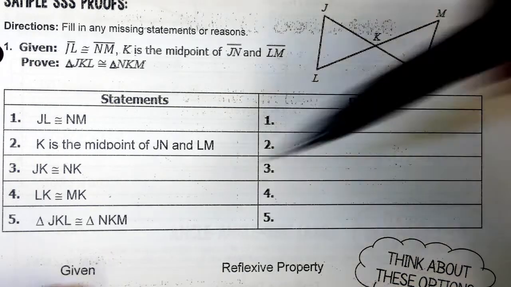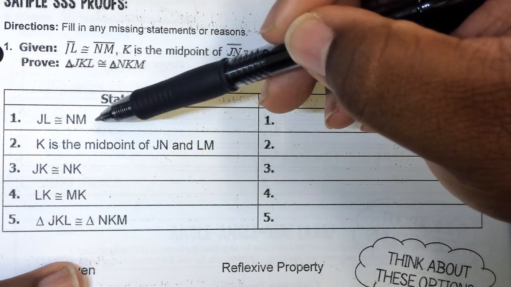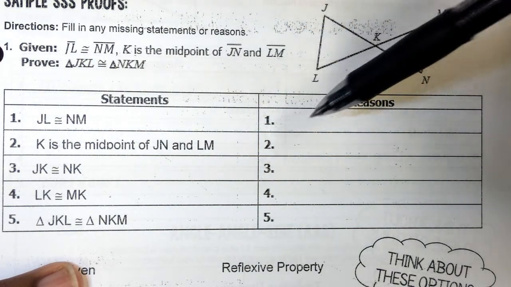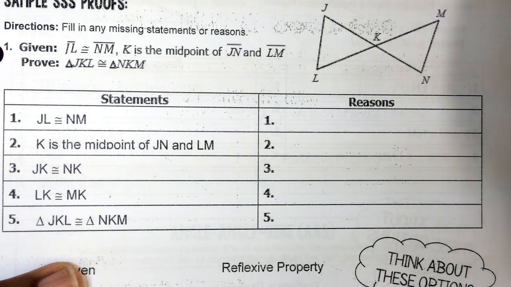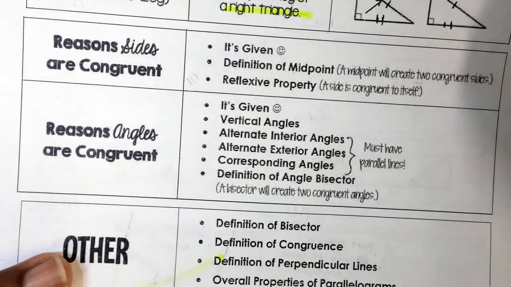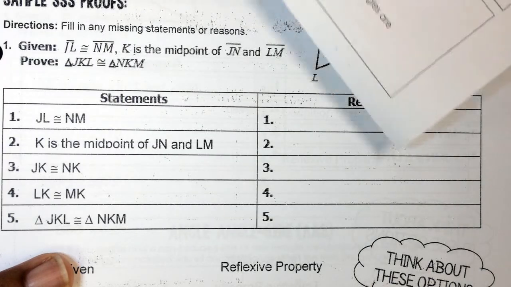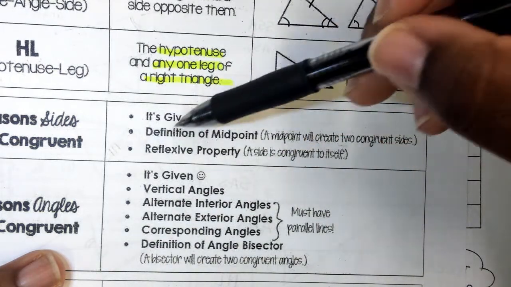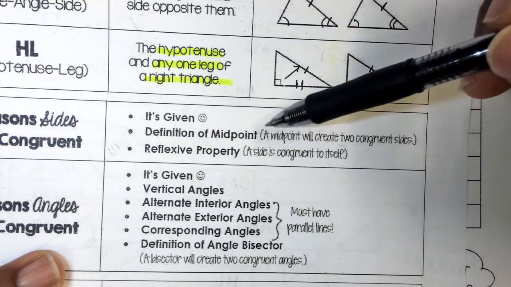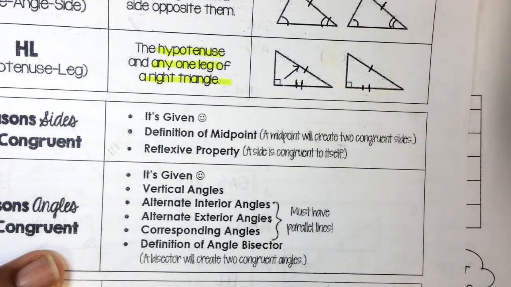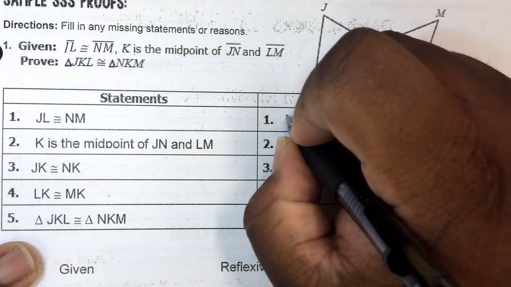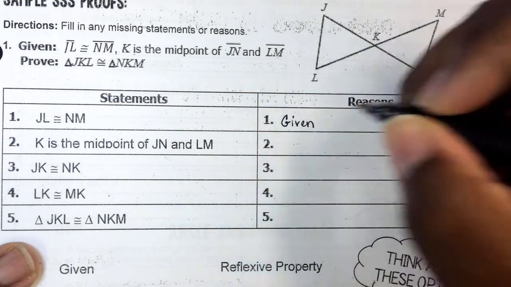So the first statement down here is JL is congruent to NM. That's a statement. I got to provide a reason why I know that statement. And the reason for this one is simple. If you look on your reference sheet, it's on there too. They said a side was congruent to a side. On the reference sheet, you got 3 reasons that sides might be congruent: given, definition of a midpoint, or reflexive property. We'll get to that when we see it. In this case, I know JL is congruent to NM because they gave me that information. So just write given in there. This is given information.